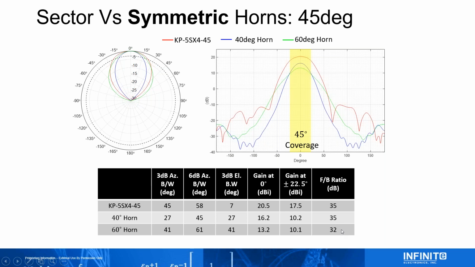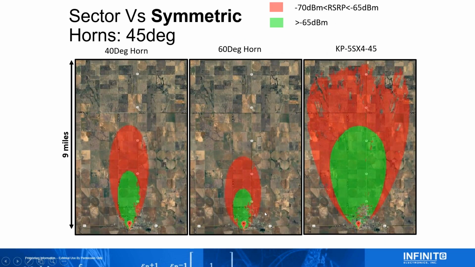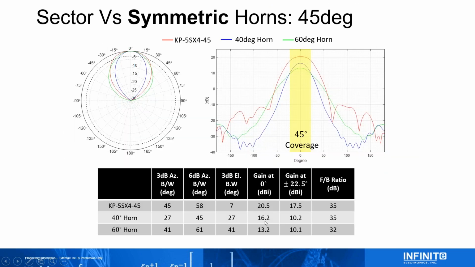Now, what does that mean though? I mean, sorry, the gain. Let's look at the gain here. The sector, because you know it's so much bigger, that means you get a lot higher gain. So we can see here that the gain over the 60-degree horn is 20.5 versus 13.2. And then over the 40-degree horn, we're still doing better. Even though it's a narrower azimuth beam width, we're still doing about 4 dBi better.